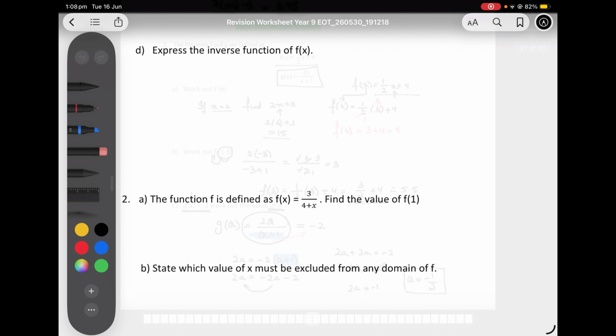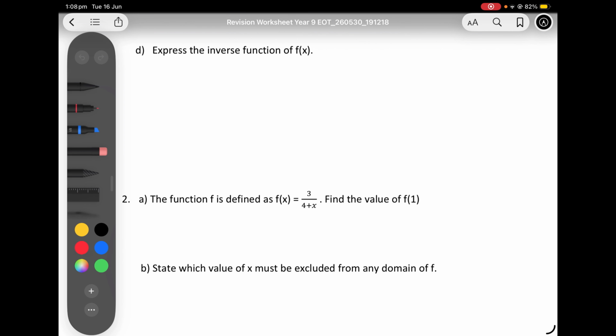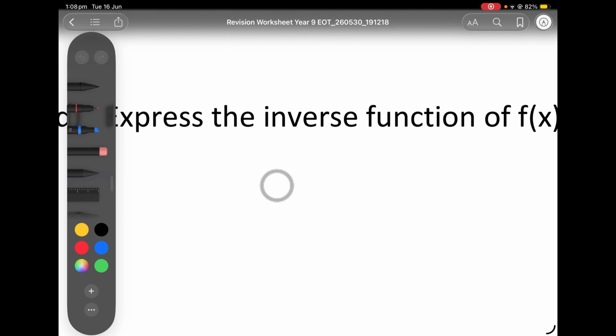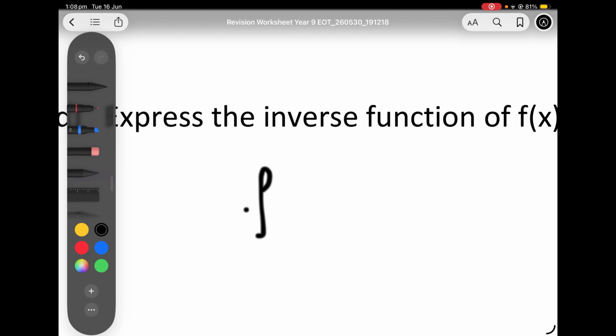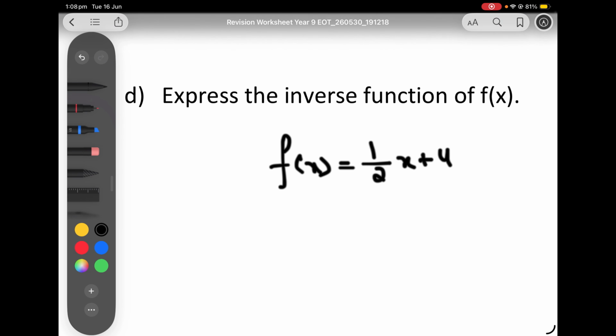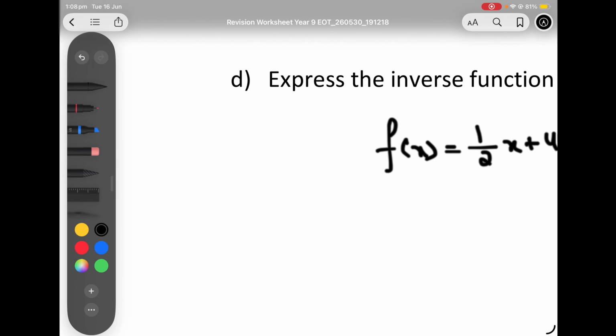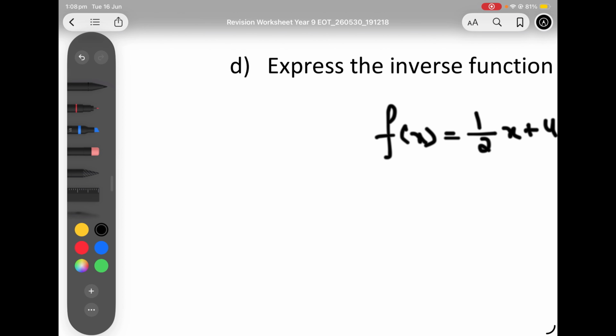What it is saying, it says express the inverse of a function f of x. So what was f of x? Let's write down. f of x was half x plus 4. Now you have to do the inverse of the function. There are certain steps in doing the inverse of the function. What are the steps?